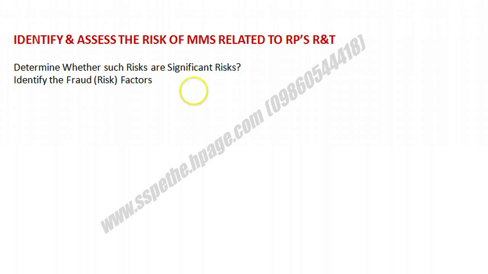Identify and assess the risk of material misstatement because of such relations and transactions with the related parties. So in this, determine whether such risks are significant risk and identify the risk factor, fraud factors. Means because of this relation, whether there is a chance of happening of any fraud or not.